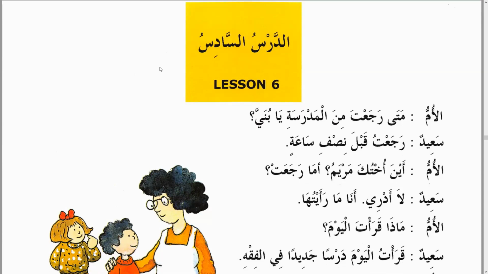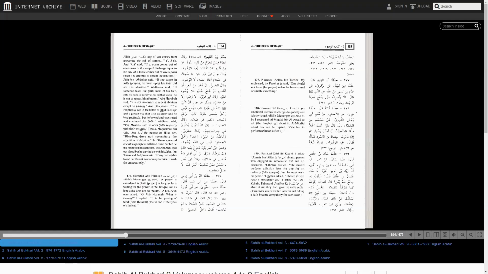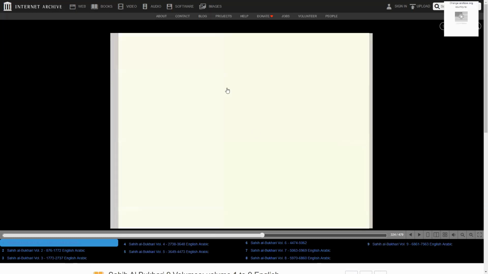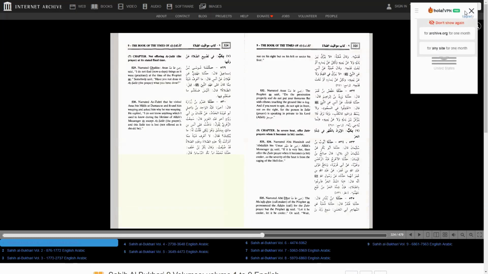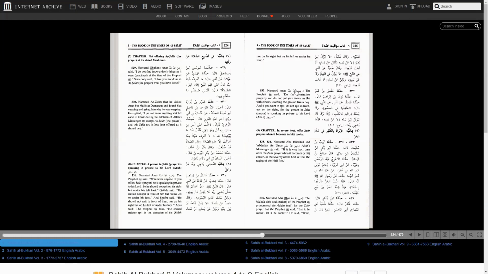Like here it is. It's in 9 volumes, and all the hadith books are like that. So it's very good for Arabic reading. I'll just share this. It is very good, right? See, all the hadiths are like this. You read the Arabic, and then you read the English. So it's very good for my vocabulary also.